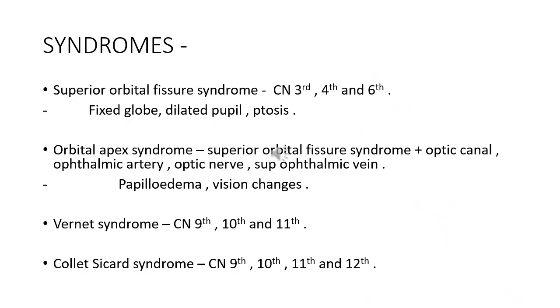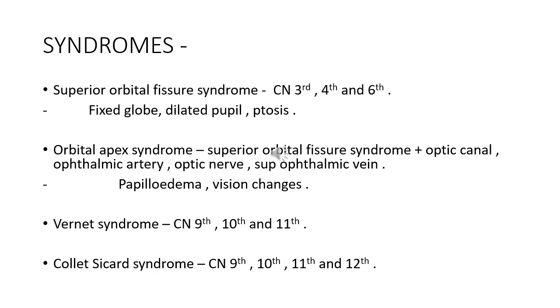Now coming to a few more clinical aspects related to the surgical anatomy of the skull base, there are a few syndromes. Number one is superior orbital fissure syndrome. In this, three cranial nerves get involved: the third, fourth, and sixth cranial nerves. Clinical features of this syndrome are a fixed globe, dilated pupil, and ptosis.